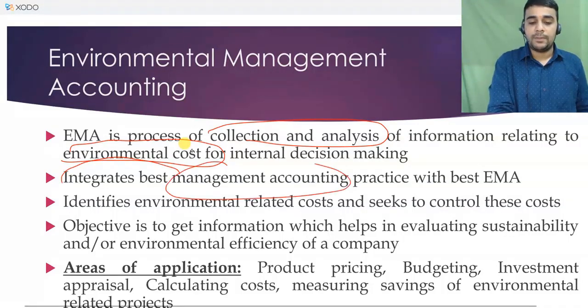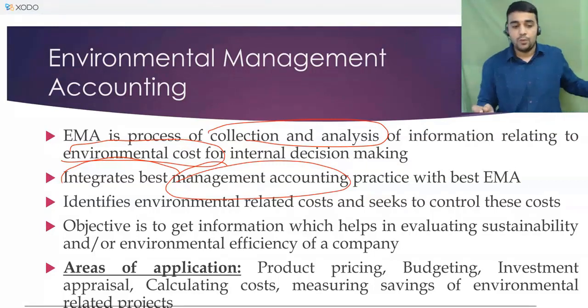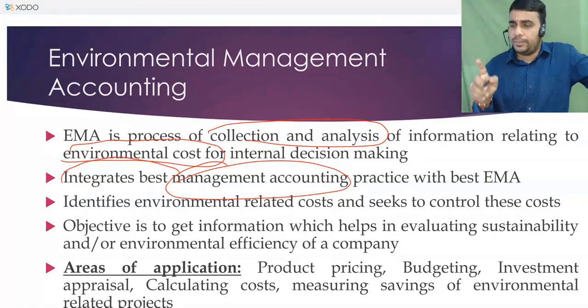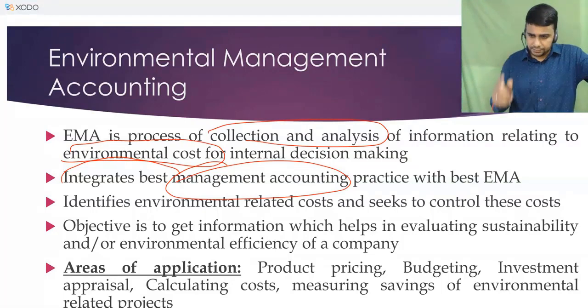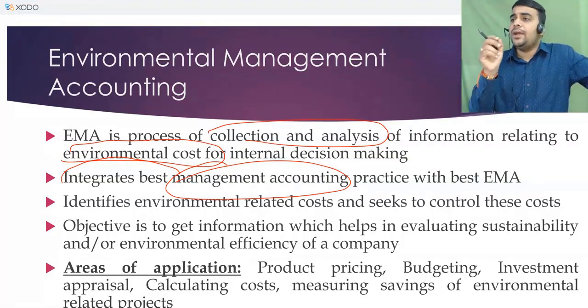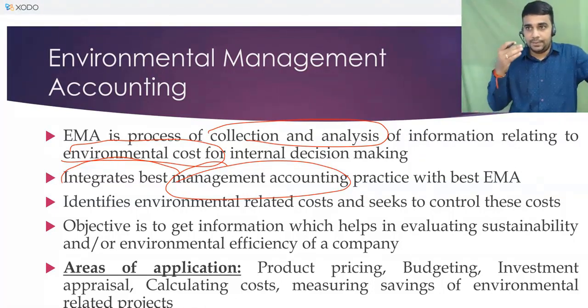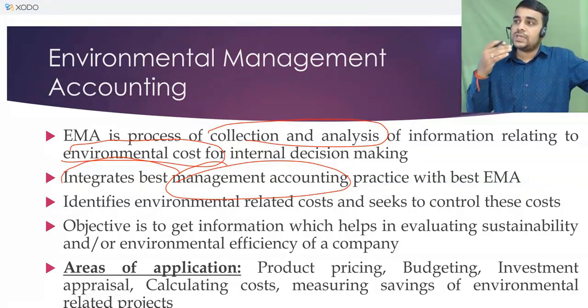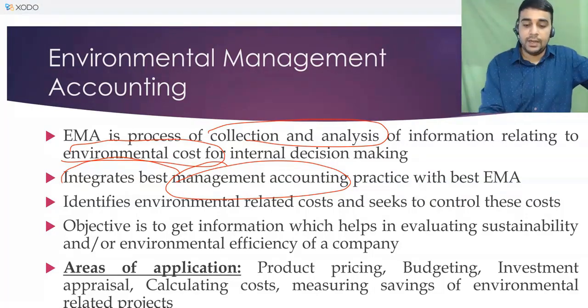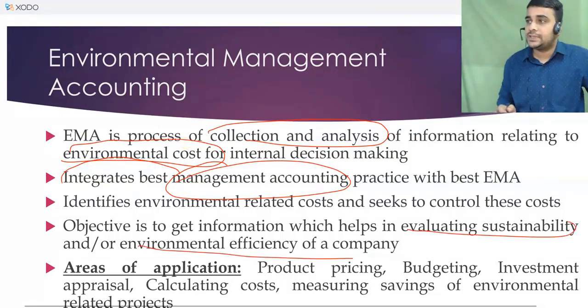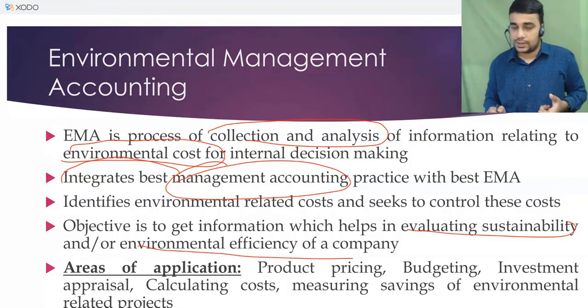Integrating management accounting decision making with environmental management accounting identifies environmental related costs and seeks to control these costs. In many areas we saw that an organization would want to be sustainable. Sustainable is profitable for a longer term. Sustainable means they are able to sustain or maintain their operations for a longer period. Now in order to do sustainability or environmental efficiency, it's critical that an organization focuses on this area.